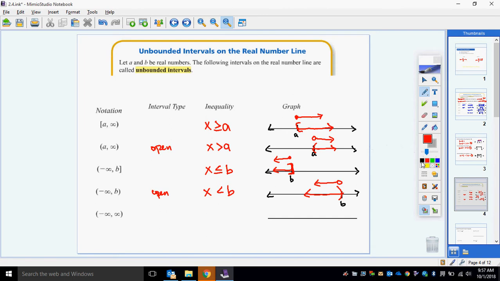And the last one is the entire real number line being graphed.